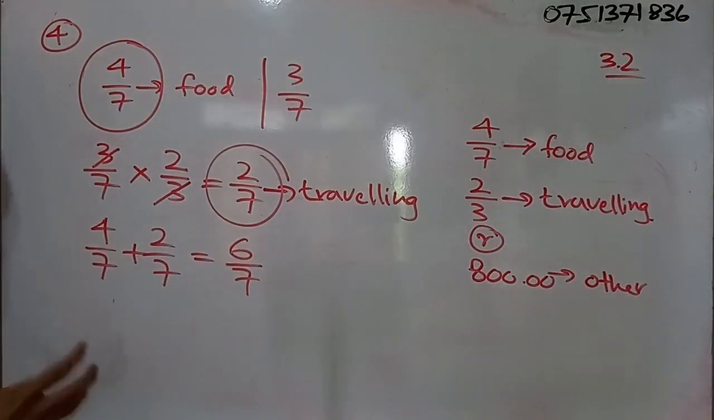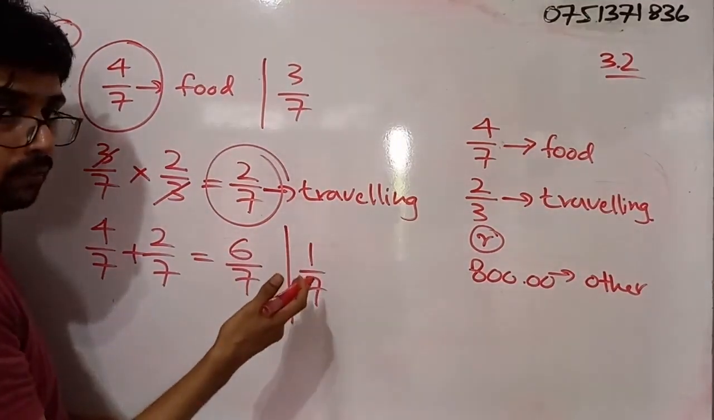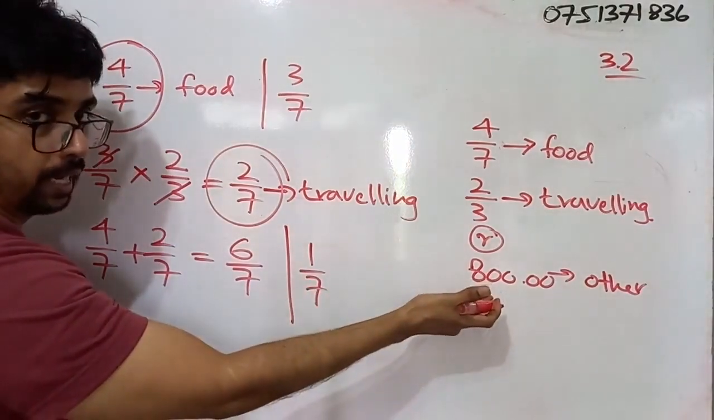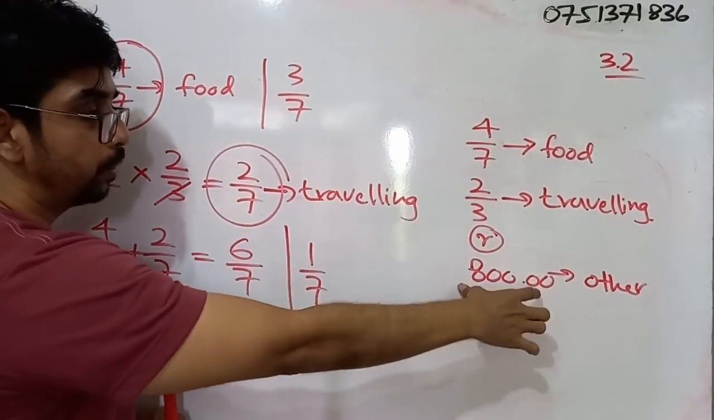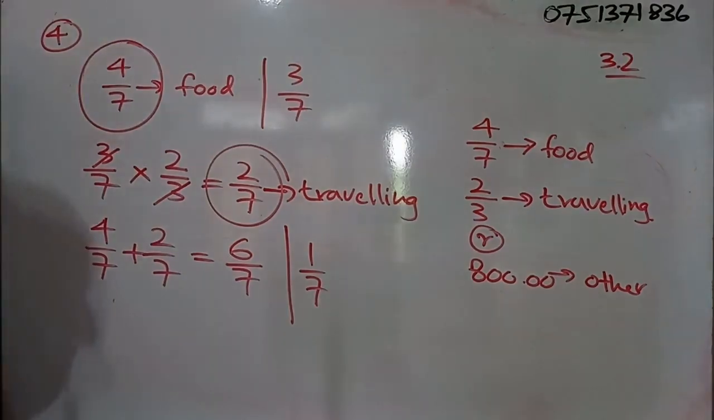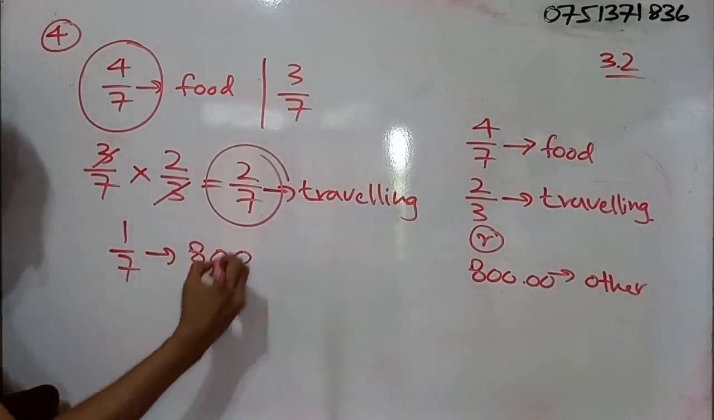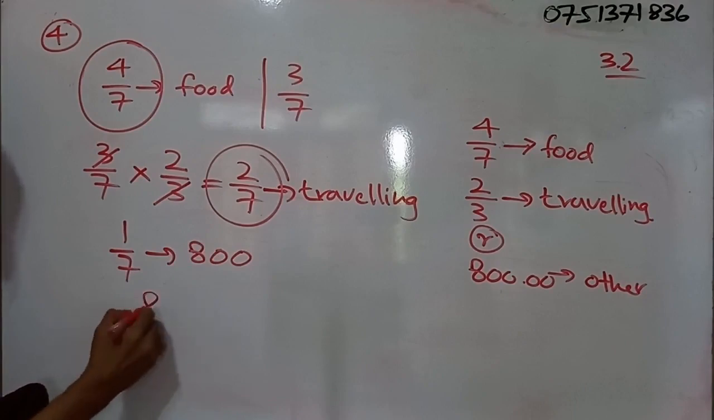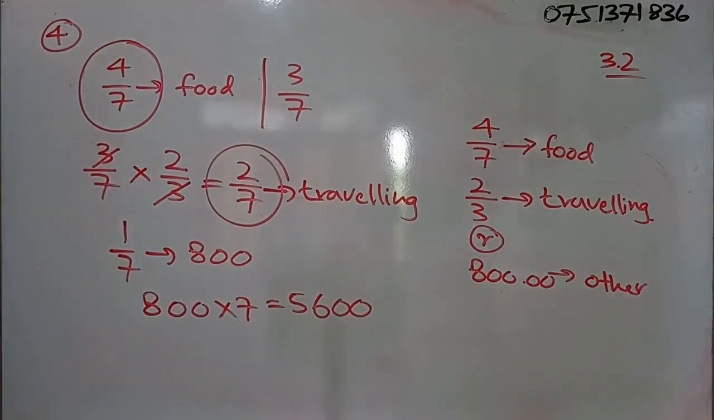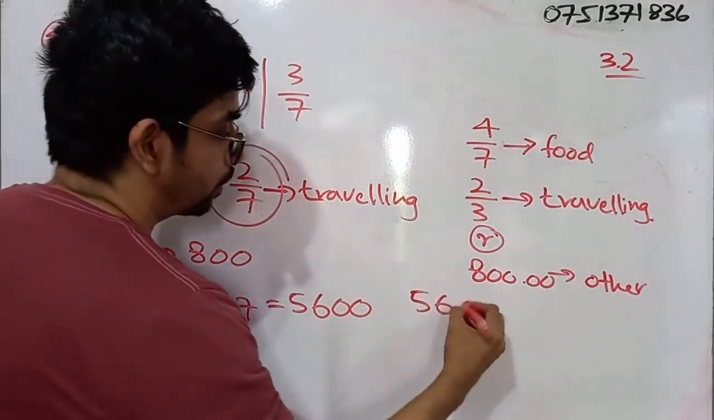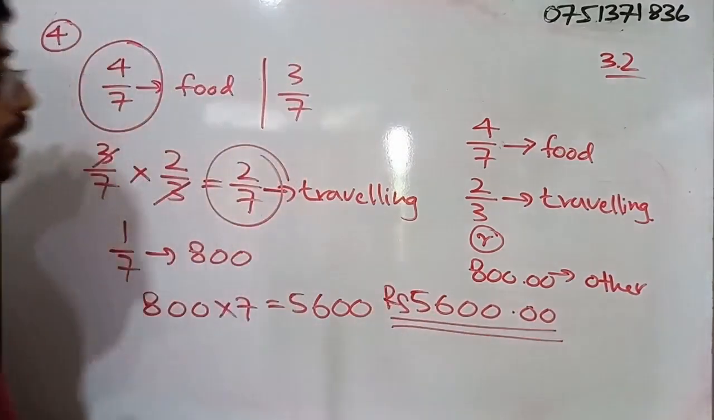What is the remaining amount? 1 by 7, no? So 1 by 7, we can assume that is equal to what? 800 rupees. After doing both of these, the last remaining part went on what? Expenses. Right? So we can easily say 1 by 7 that is equal to what? 800 rupees. Then what is the total amount? 800, we have to multiply that by 7. So what do we get? 5600. So what is the amount in rupees? 5600 rupees. Don't forget the unit, otherwise you won't be getting the full marks.